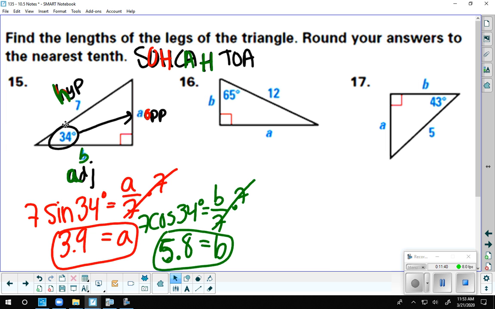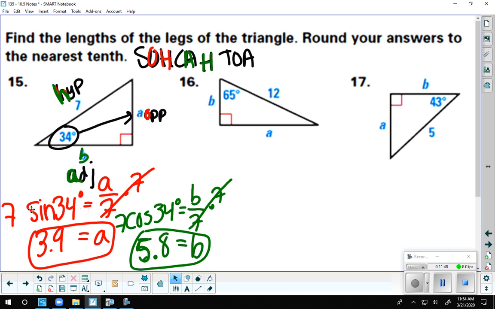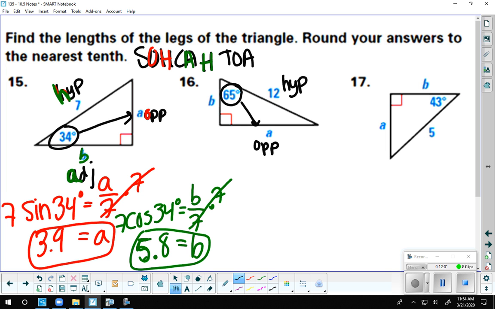All right, let's do number 16. I'm going to make this smaller. Always start with the angle that you're given and label your three sides. I always start with the hypotenuse, across from the 90-degree angle, then the opposite side, which is across from the angle that I know they gave me and it's not the right angle, and the adjacent side is the remaining one. So to find A, we have the opposite side, and they gave us the hypotenuse.